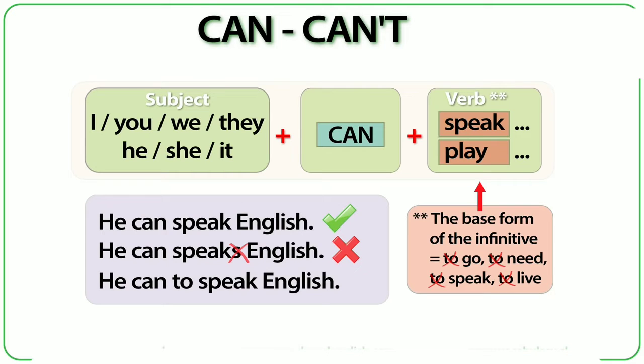The next sentence, is it correct? He can to speak English. No, it is not correct. Why? Because after can, we don't have the infinitive with to. We have the base form of the infinitive. There's no to, only the verb part.